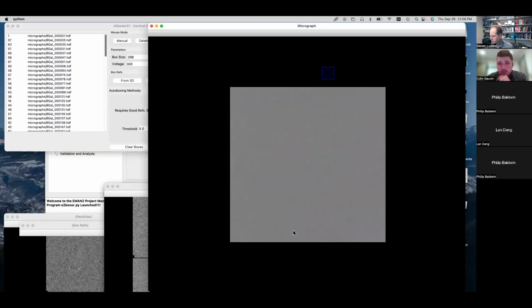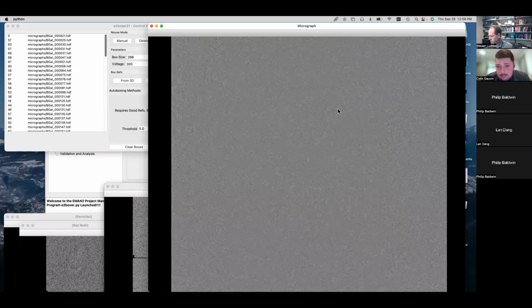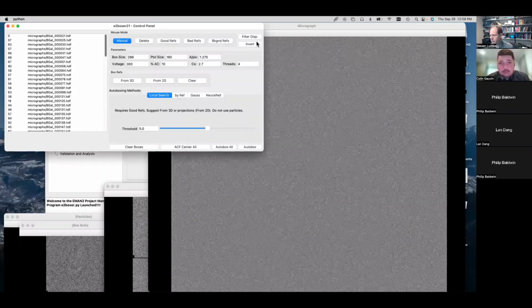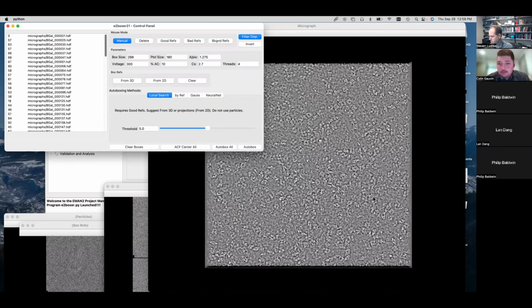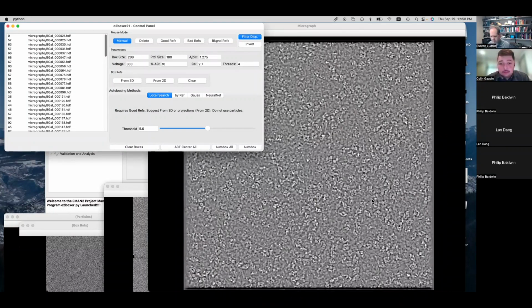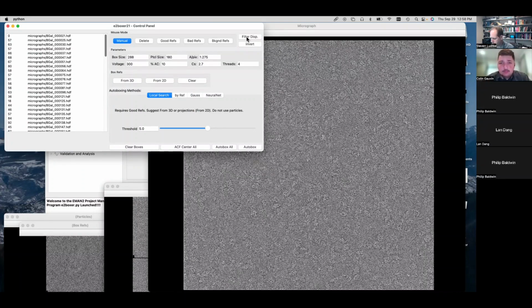All right, so you can see the particles floating around there. They're kind of hard to see, hard to tell what's going on. There's a button here, filter display. And you can see now that's maybe a little easier to see all the particles. You can see the shapes of some of these BGAL particles. I can turn that off again.